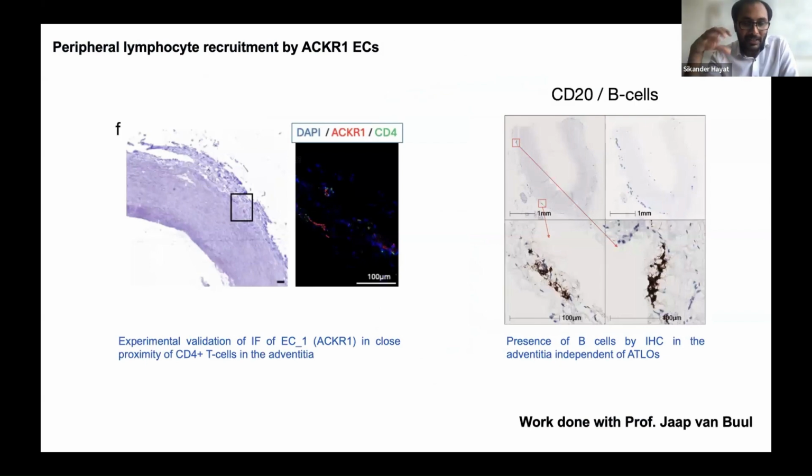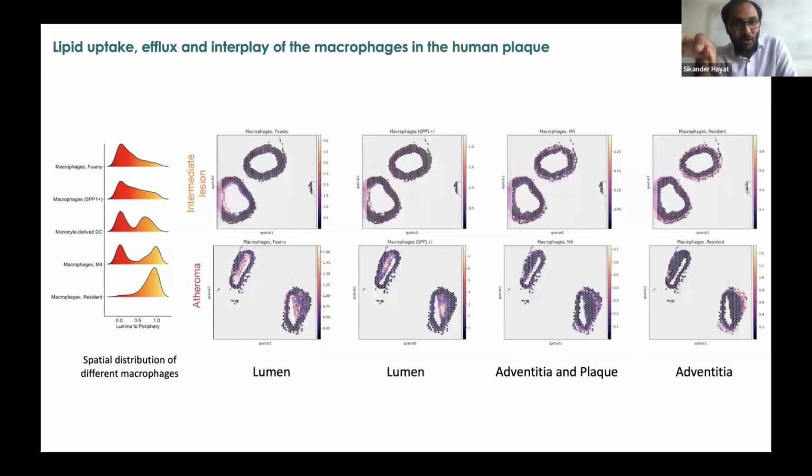Again, highlighting the collaboration with Professor Yap, we could find the co-localization of these ACR1 endothelial cells and their proximity to CD4 positive T cells in adventitia. We could find the presence of these immune cells using immunohistochemistry in the adventitia, which was independent of outflows. And this is quite exciting because then we could move forward with the subtypes of the immune cells we found.